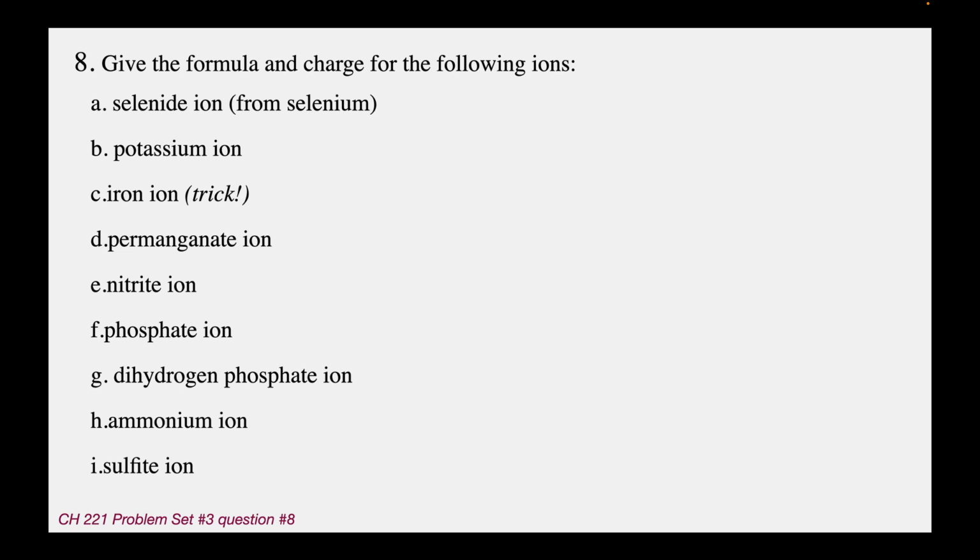So if you look at selenium on the periodic table, it's in group 6A. And group 6A, all of those nonmetals, they want to be like noble gases. So they're going to gain 2 electrons to go to the nearest noble gas, which in this case would be krypton. So selenium, when it becomes selenide, is going to gain 2 electrons. It's going to be Se minus 2 or Se2 minus. All of the group 6A nonmetals, group number minus 8 is how you figure out their charge. All of them, 6 minus 8, minus 2.